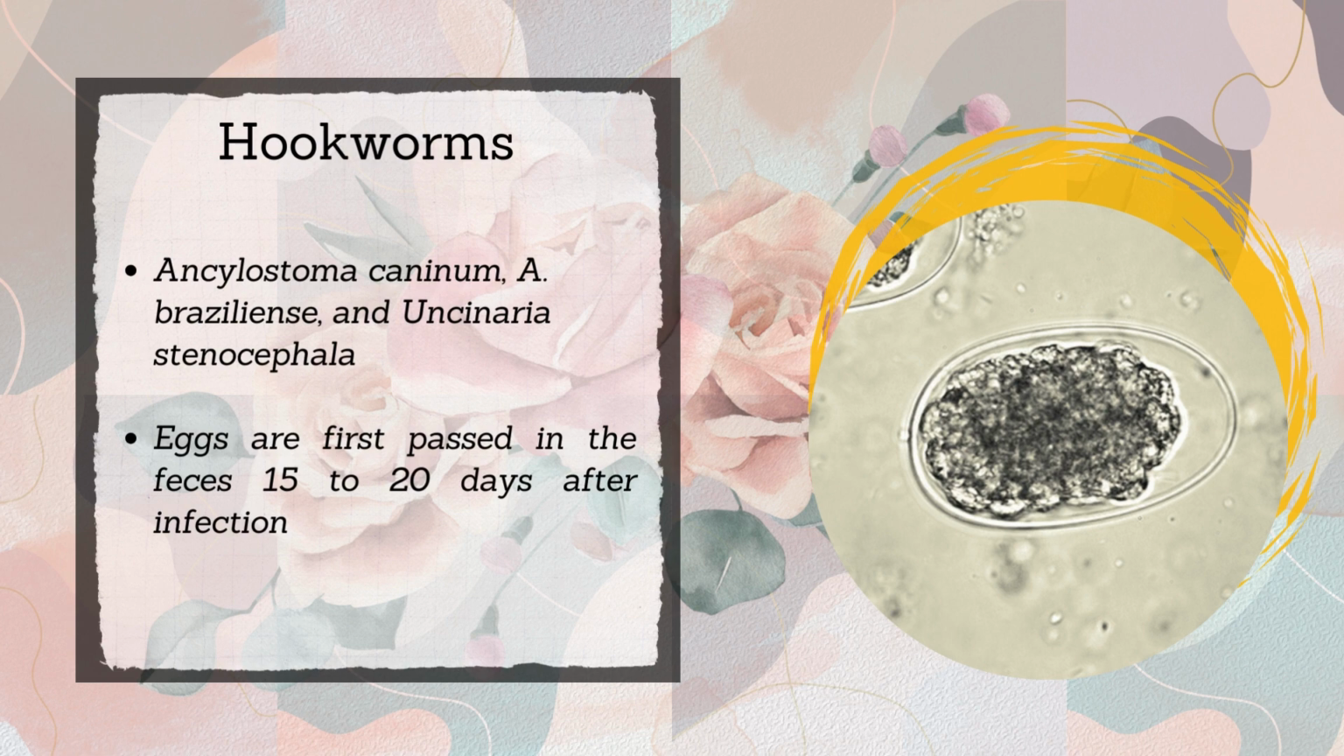Several types of hookworms can cause disease in dogs and cats. Ancylostoma caninum, Ancylostoma brasiliense, and Uncinaria stenocephala are the hookworms that infect dogs. Hookworm eggs are first passed in the feces 15 to 20 days after infection. They hatch in 1 to 3 days after being deposited on warm, moist soil.